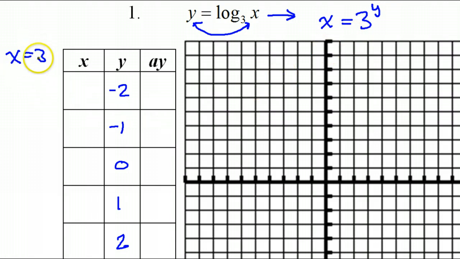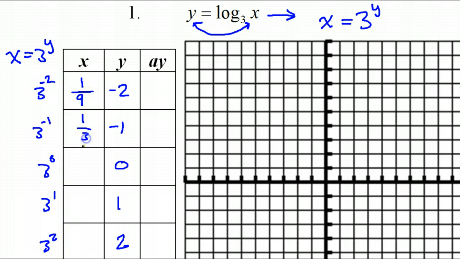So x equals 3 to the y power means I'm going to have 3 to the -2 power, and 3 to the -1 power, and 3 to the 0, and 3 to the 1, and 3 to the 2. So that is going to give me 1/9 and 1/3 and 1 and 3 and 9. Now there is no a value, so we can forget about this column. And there's also no shifting. There's nothing being added or subtracted. So these are going to be the actual values, not just the temporary values.